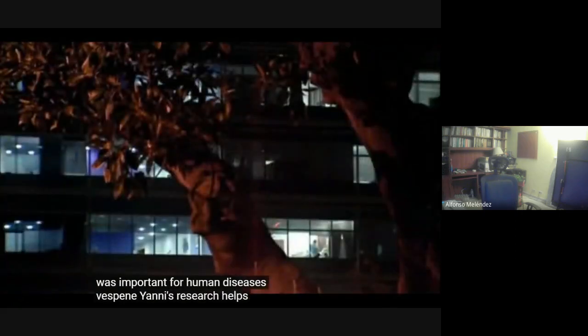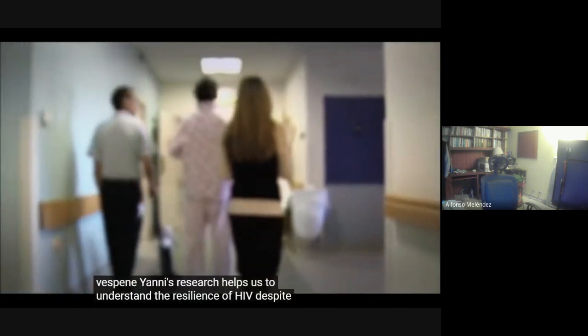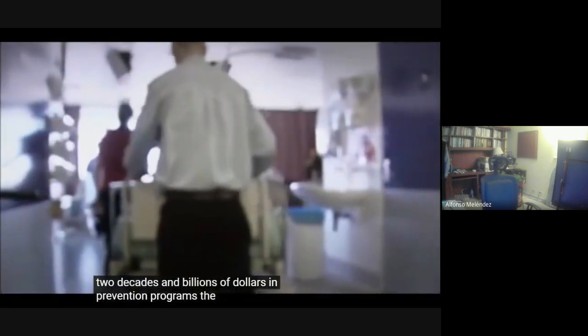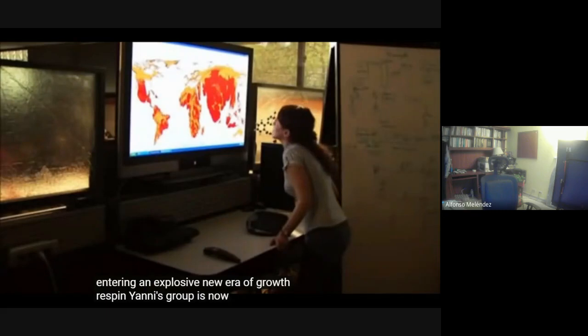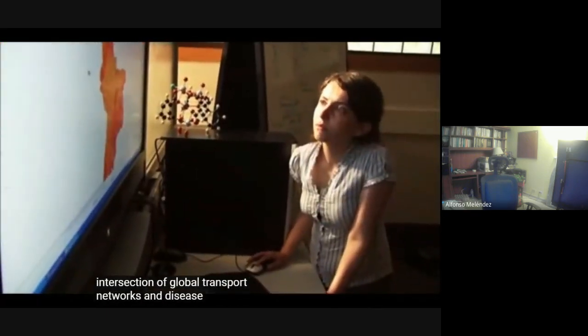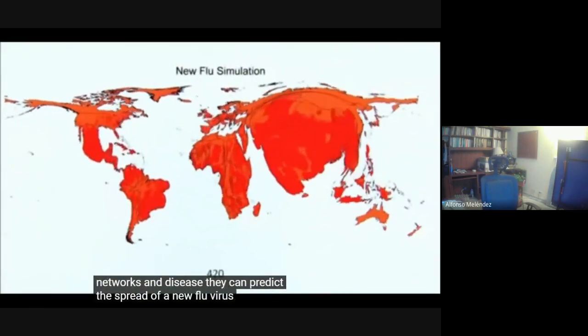Vespignani's research helps us to understand the resilience of HIV. Despite 2 decades and billions of dollars in prevention programs, the virus is entering an explosive new era of growth. Vespignani's group is now modeling the intersection of global transport networks and disease. They can predict the spread of a new flu virus.